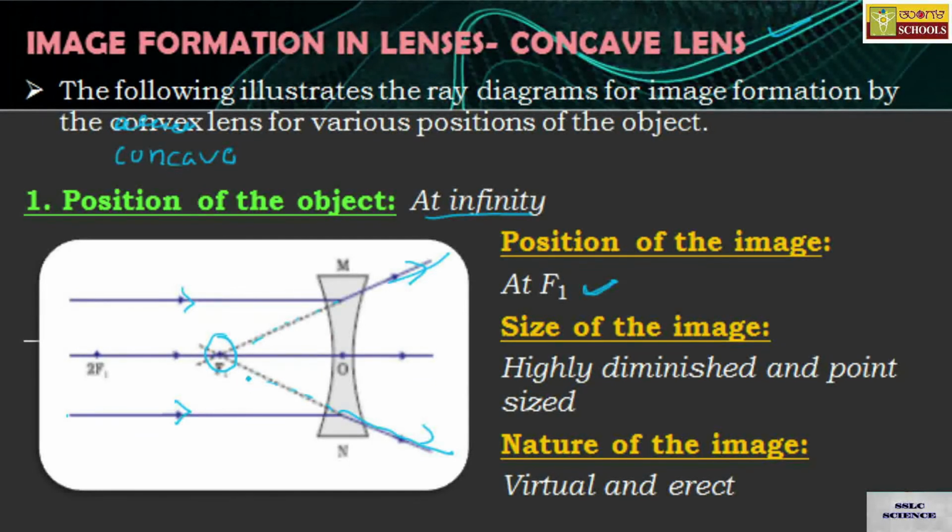Okay, you will get the image on the same side. Remember, you are getting the image on the same side of the object this time. In concave case, it is all the time the image is on the same side of the object. The size is highly diminished, a point-sized image, and since it is on the same side, virtual and erect. So how to draw this? This time we are having a concave lens. So this is your concave lens. It is drawn like this, thinner at the middle, thicker at its edges.